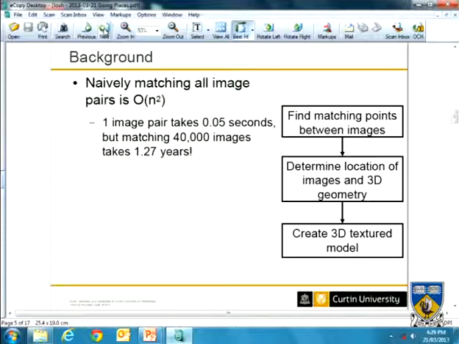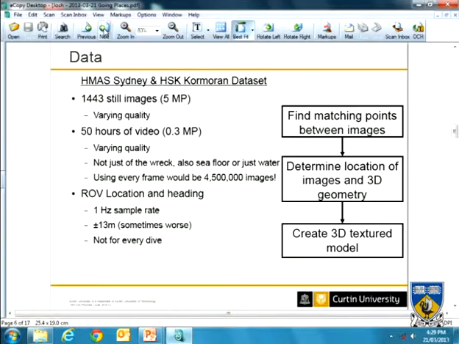When we're processing these data sets, we usually start with something along the lines of getting all your images and finding matching points between them. When you do photogrammetry, after you've got matching points, you can work out geometry from this. Unfortunately, this problem scales very, very poorly, as you can see here, and with 40,000 images you're already looking at big problems. But the data set we have here is somewhat bigger. Over the course of these dives, they took almost 1,500 images, and then they took about 50 hours of video, which, if we looked at every single frame, is well over 40 million images, and this is a problem.